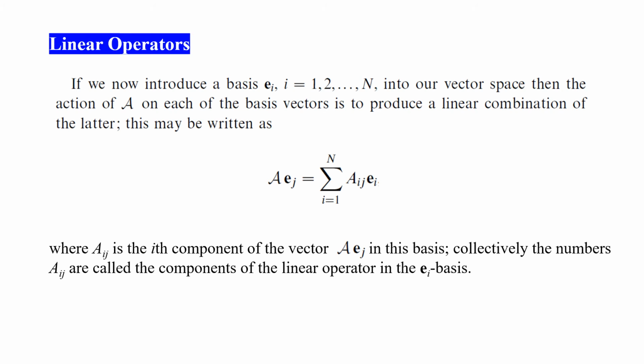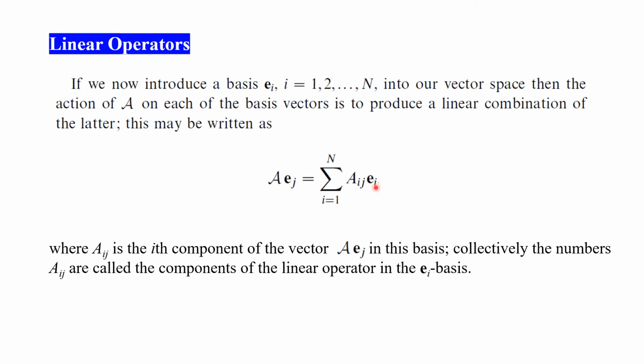If we now introduce a basis ei, where i is equal to 1 up to n, into our vector space, then the action of the linear operator A on each of the basis vectors is to produce a linear combination of the basis vectors. And this may be written as the linear operator A acting on ej equal to the sum of Aij times ei. So you have a linear combination, or a sum, of your basis vectors.